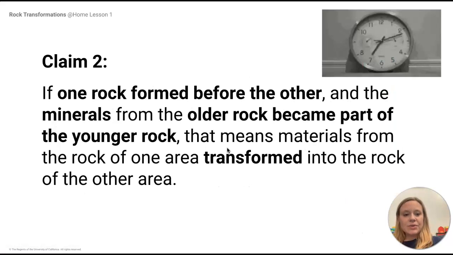And claim number 2: if one rock formed before the other, so one rock formed and then another one formed later, and the minerals from the older rock became part of the younger rock, that means that the materials from the rock of the one area transformed into the rock of another area. So when we say transformed, we're talking about it changing into the rock of another area.